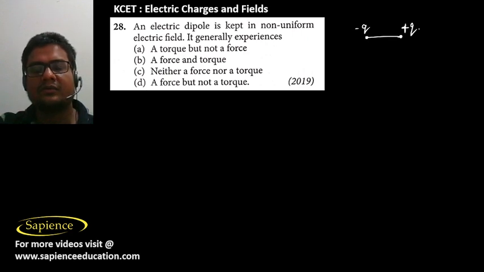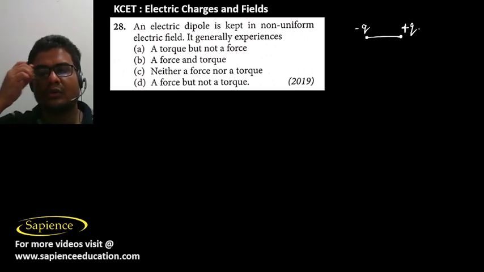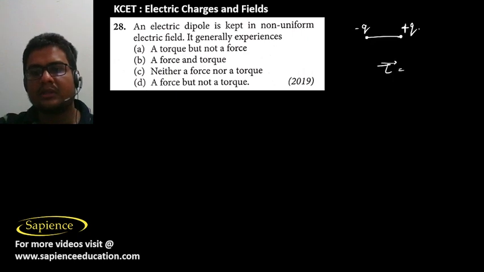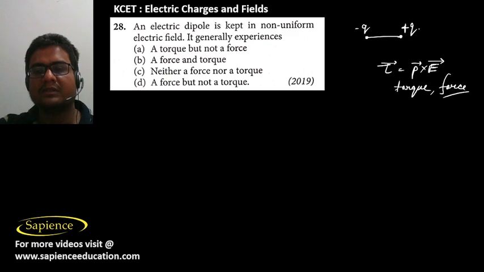If the electric field is uniform, then it will experience torque. Torque is given as p cross E, where E is the external field. If the electric field is uniform, it will experience torque, but it will not experience a net force. So option B is the answer.